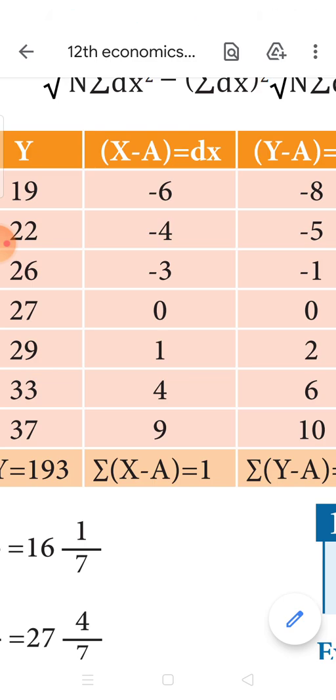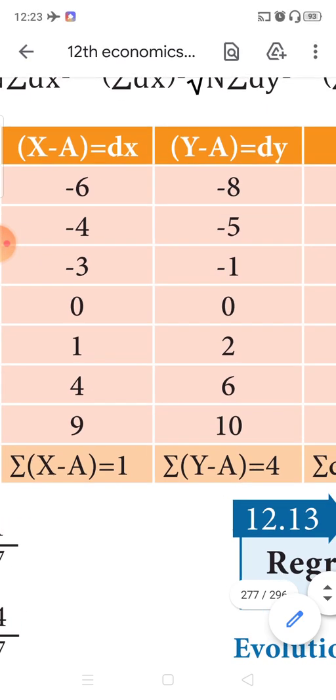19 minus 27 is minus 8. 22 minus 27, you get minus 5. 26 minus 27, you get minus 1. 27 minus 27 is 0. 29 minus 27 is plus 2. 33 minus 27, it is plus 6. 37 minus 27, it is plus 10. When you add everything, you get the value 4. Anyway, we do not want that value.